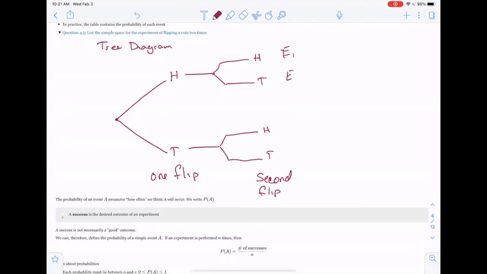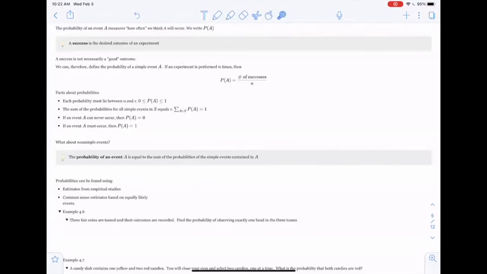And then I can list my 4 simple outcomes, right? Following this branch, this would be getting heads on the first flip, heads on the second flip. So that simple event would be HH. The second simple event would be H tails. The third simple event would be tails heads. And lastly, tails tails.